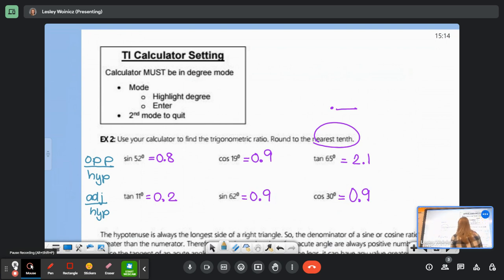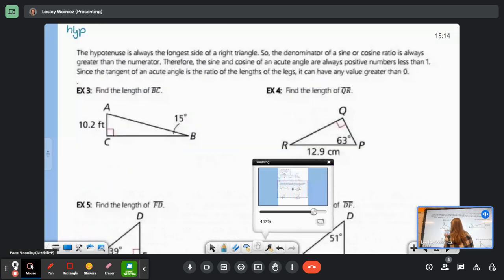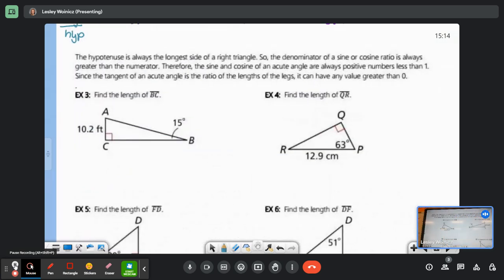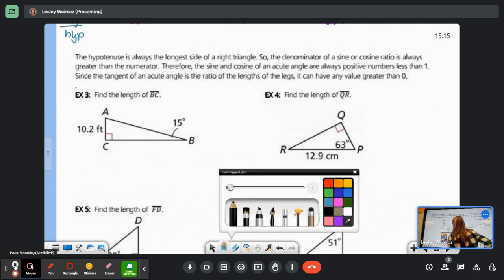Okay. Let's go on to the next part. The hypotenuse is always the longest side of a right triangle. Thank you, we already knew that. So the denominator of a sine or cosine ratio is always greater than the numerator. Therefore, the sine and cosine of an acute angle are always positive numbers less than 1. Since the tangent of an acute angle is the ratio of the lengths of the legs, it can have any value greater than 0.